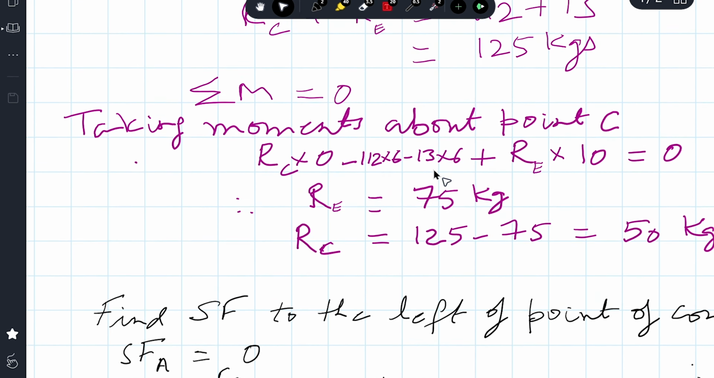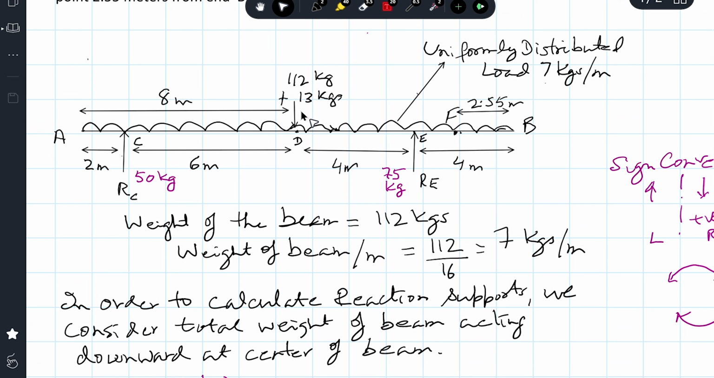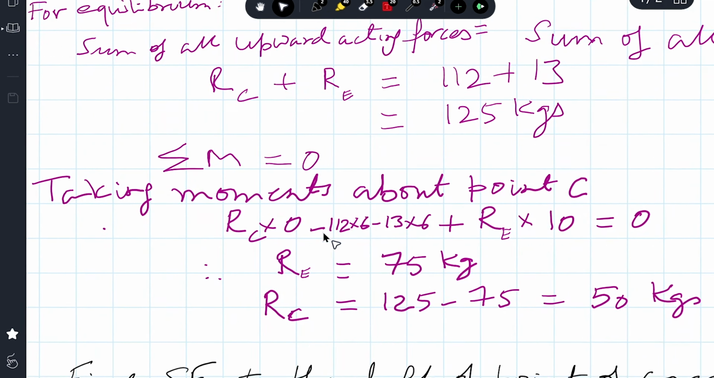And then I take a point just to the right of D. And then I check my forces again to the left. So then I get 13 kg additionally added. Minus 13 will get added.